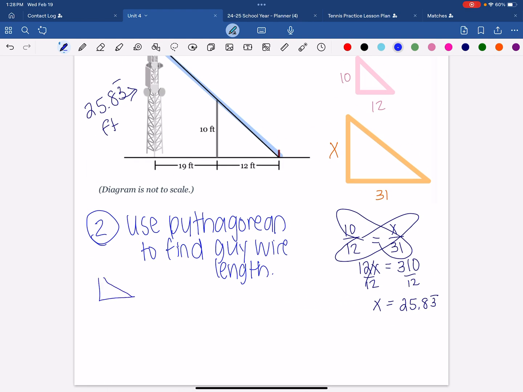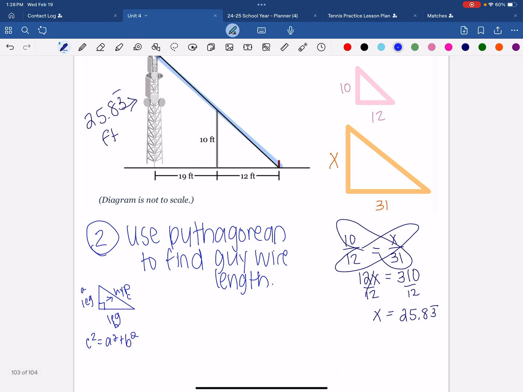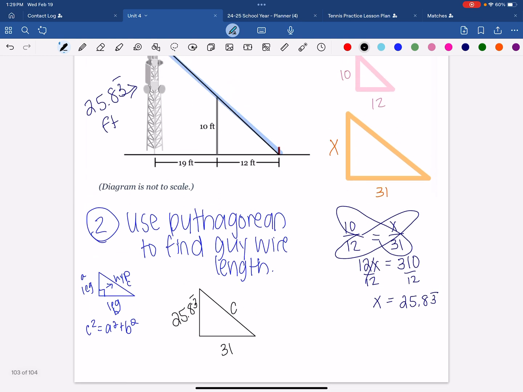So the Pythagorean theorem says that the hypotenuse, which is always across, is equal to the legs squared together. These are usually known as A and B and C. So C squared equals A squared plus B squared. So for our image up there, what you had on the big triangle that we are looking at is 25.83, which we just found, and 31. And since we're looking for C, that is going to look like C squared equals 25.83 squared plus 31 squared. And then you are going to take the square root of both sides.